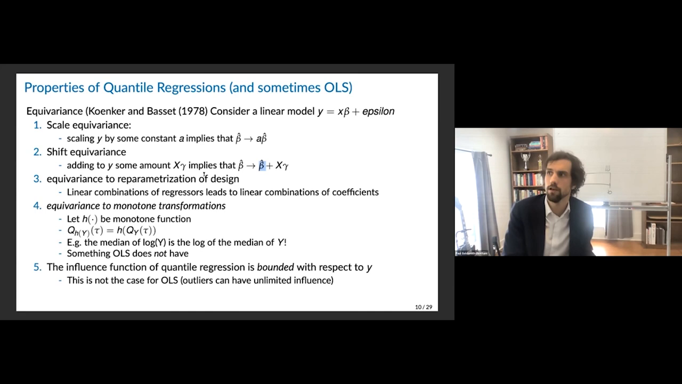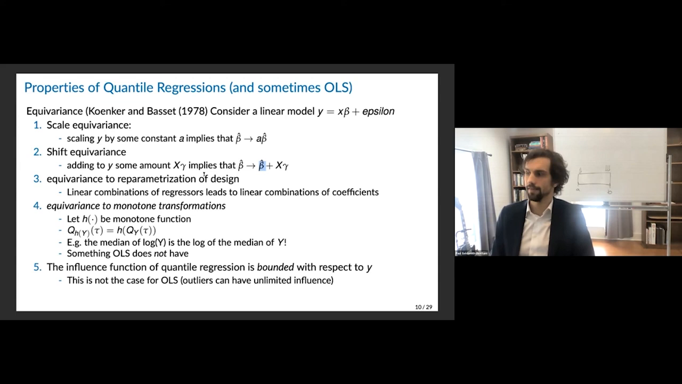And then there's something called equivariance to reparameterization of design. That's just a long-winded way of saying that if you take linear combinations of your functions, or redefine your functions, you just get new linear combinations of the coefficients. It doesn't change any of the underlying interpretation.